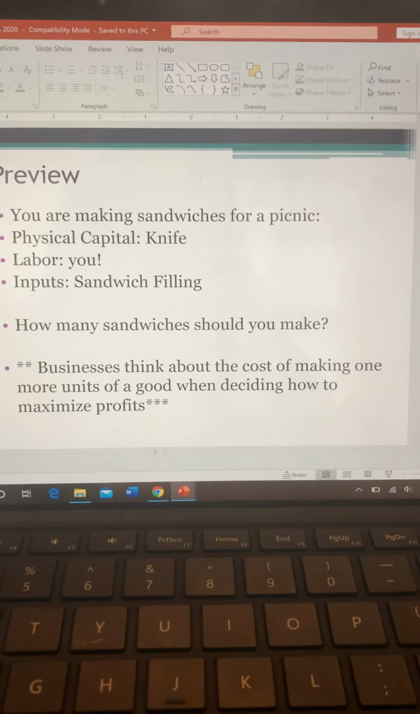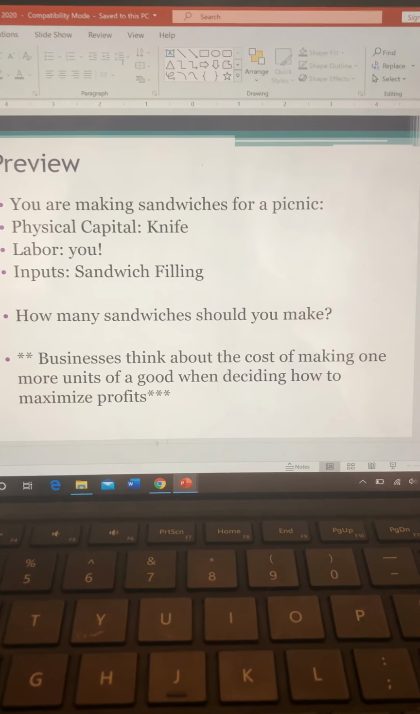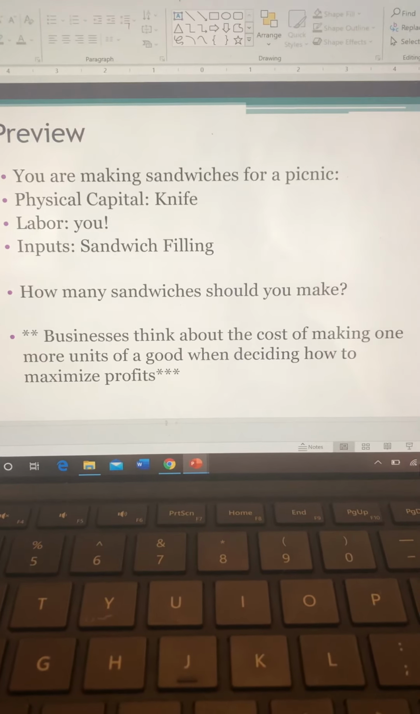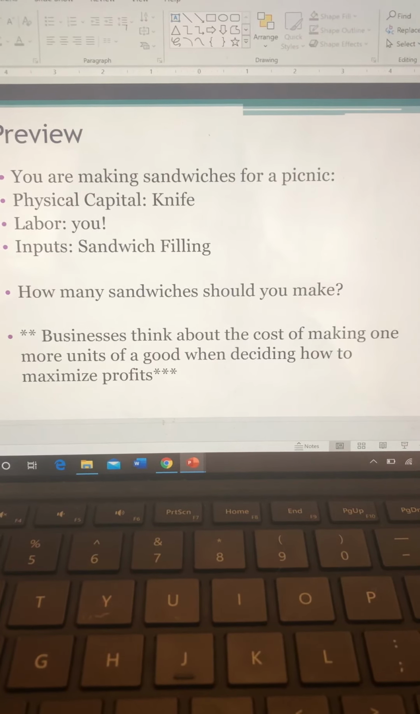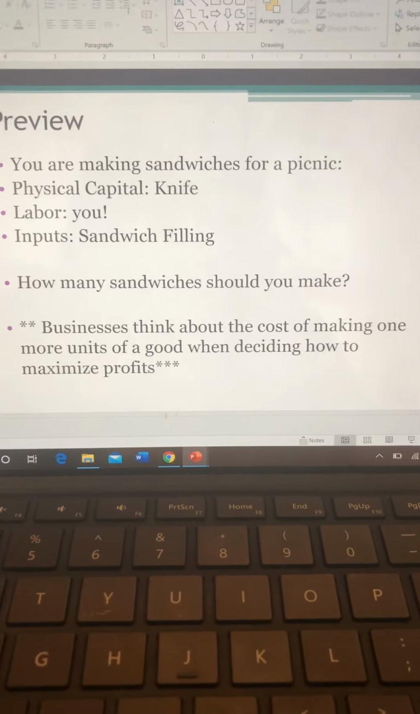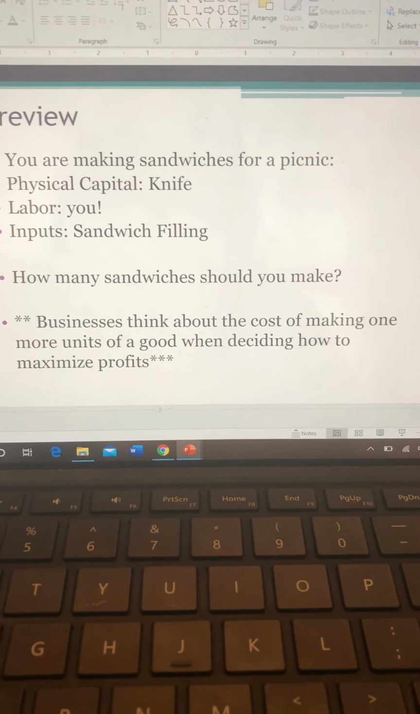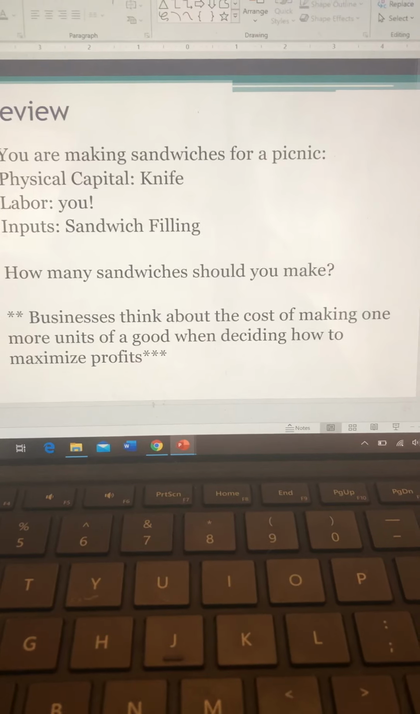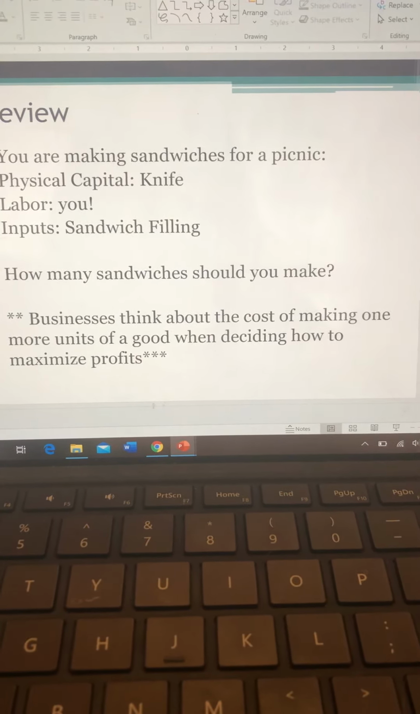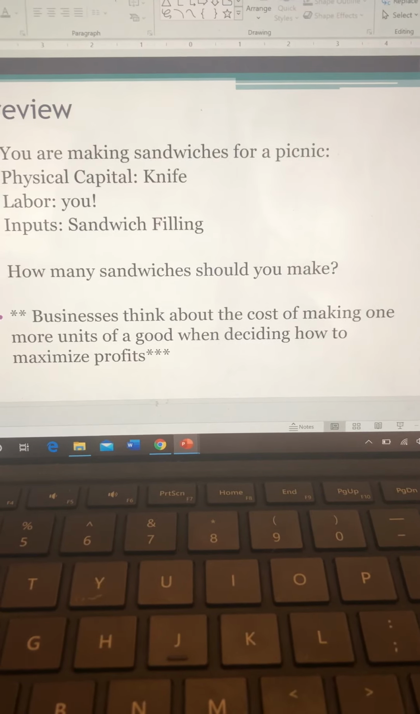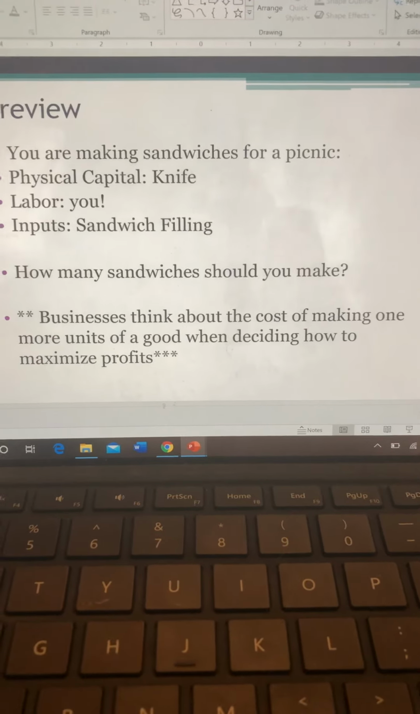Well, what kind of questions did you have to answer before you made a good educated decision? If I asked you in class, I hope that someone will raise their hand and say, well, how many people are going to be at the picnic, right? Are 5 sandwiches enough? Or if you have a picnic of 100 people, then you probably need 100, right? So this is just to start to get you to think that businesses think about the cost of making one more unit of a good when deciding how to maximize profits.